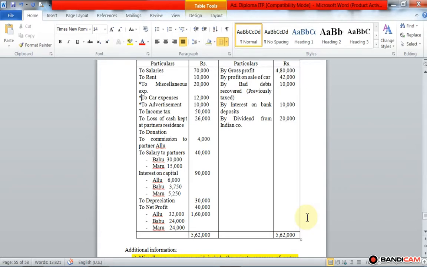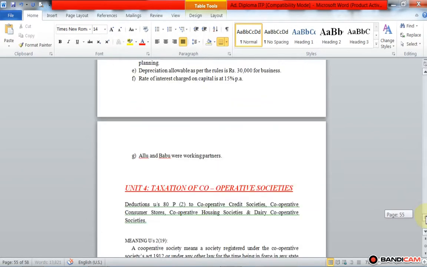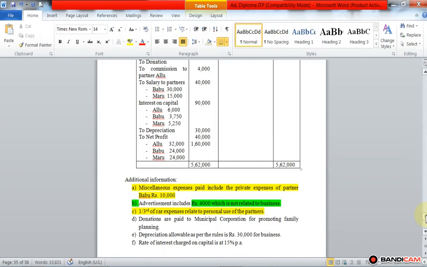So 12,000 divided by 3 multiplied by 1 is equal to 4,000. So this 4,000 of car expenses is not related to the firm, it is related to the private purpose of the partner. So this 4,000 is disallowed. Okay, got it? Yes sir, got it.